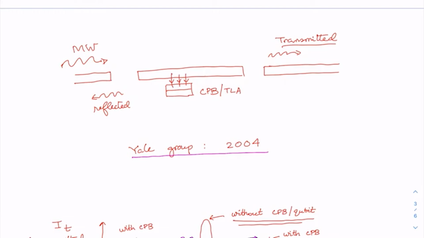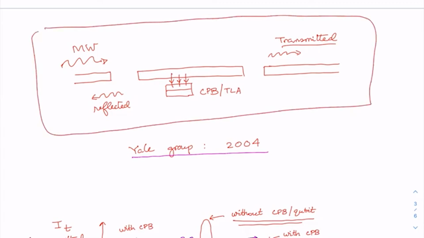As per the experiment, the scheme is like this: a microwave is irradiated on a transmission line resonator, and this transmission line resonator is coupled to a Cooper pair box, or a two-level atom, or a qubit, and the location of the Cooper pair box decides the coupling strength. What is observed is that when the microwave is irradiated, a part of it gets transmitted and a part of it gets reflected, and typically the transmitted beam is observed, and people do two things.